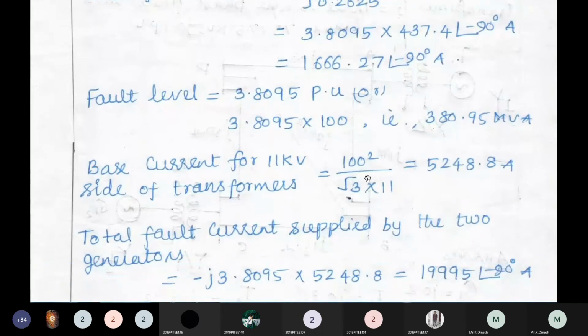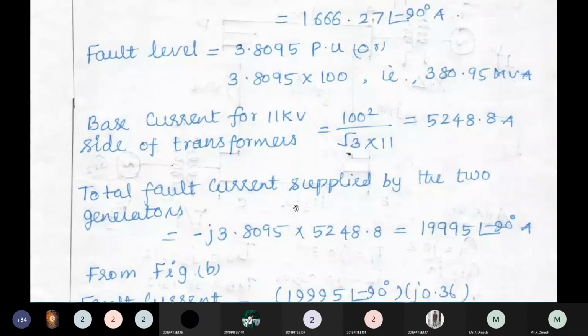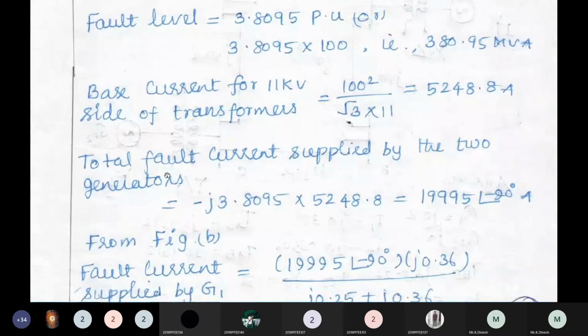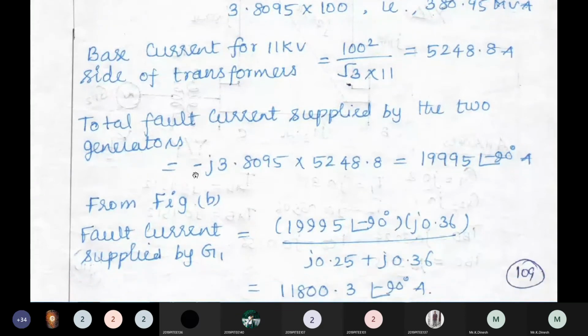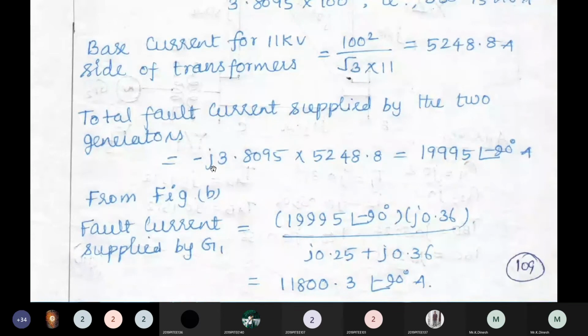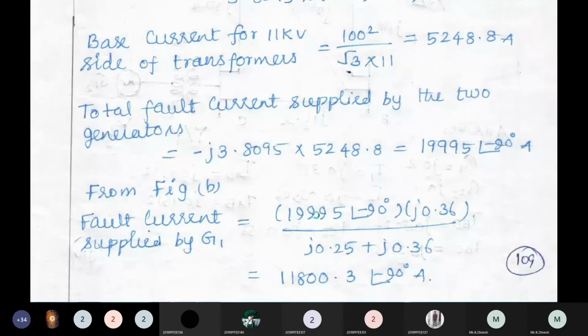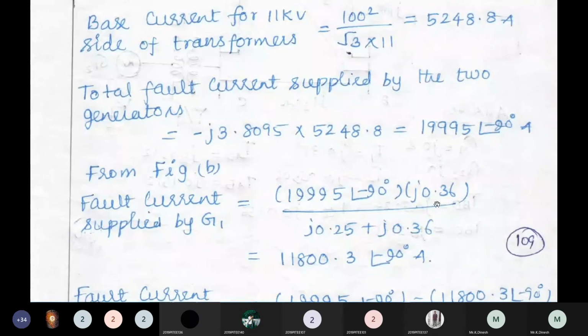Next one is base current for the 11 kV side transformer. MVA base by root 3 times kV base gives 5.248 kiloamps. Next, we need to find the fault current supplied by the two alternators or generators. I am using the current division rule, no other option. First, I convert the per unit value into base values by multiplying with 5.248 kiloamps, so 19.995 kiloamps.